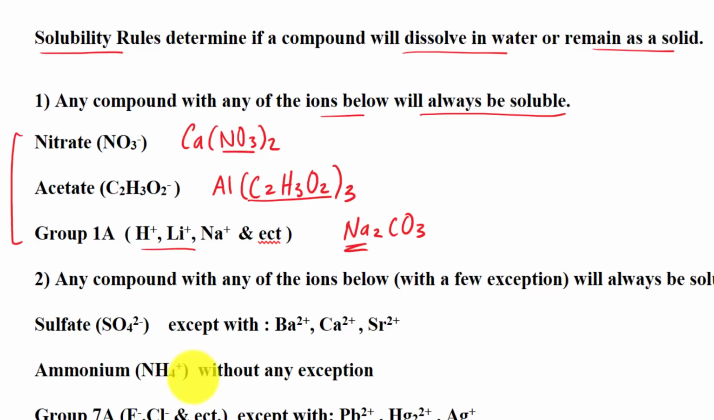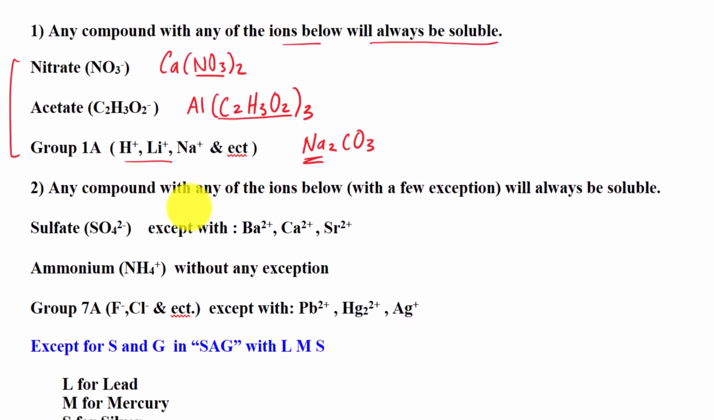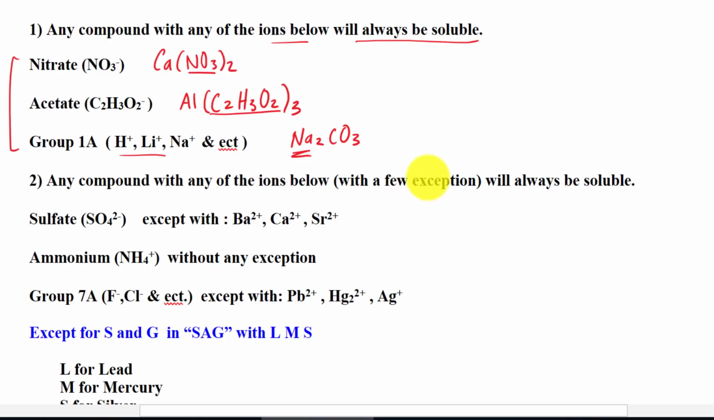Now let's look at the second rules. Any compound with any of the ions below, with a few exceptions, will always be soluble. For sulfate, the exception is when sulfate is with barium, calcium, or strontium. It would be insoluble.